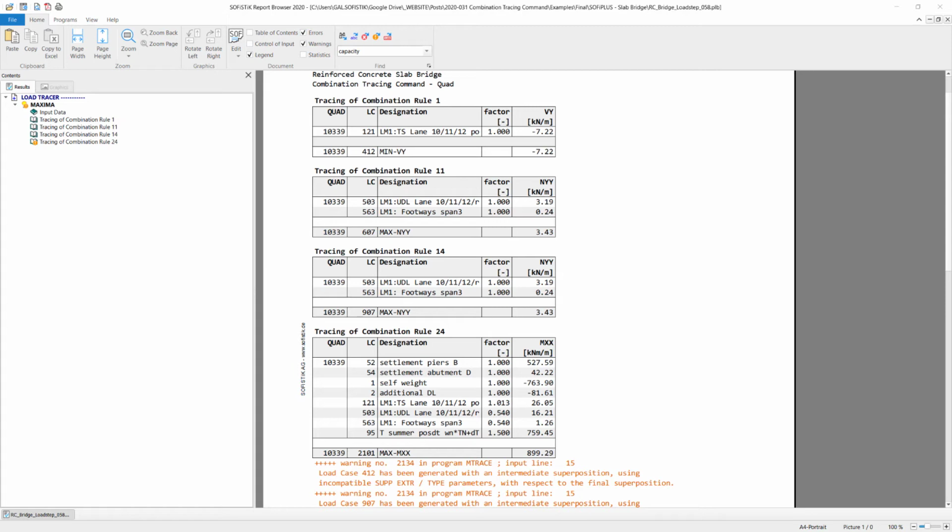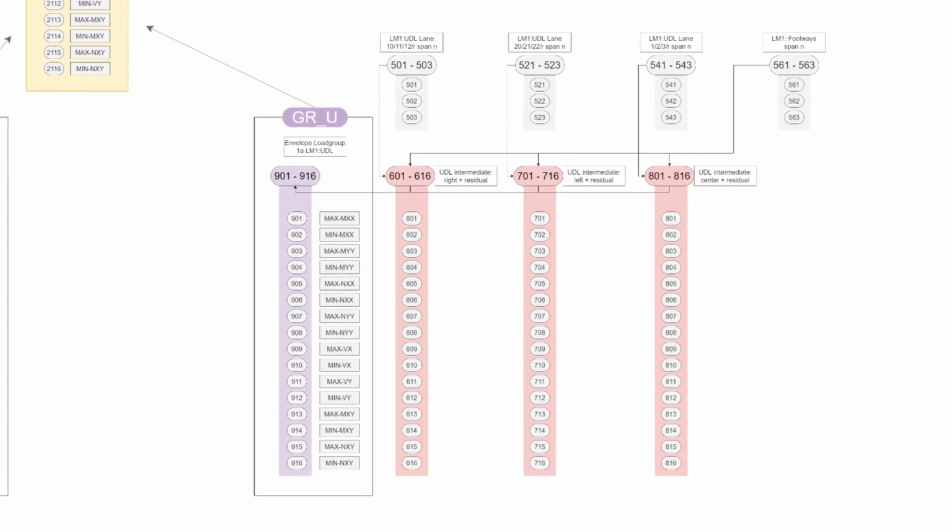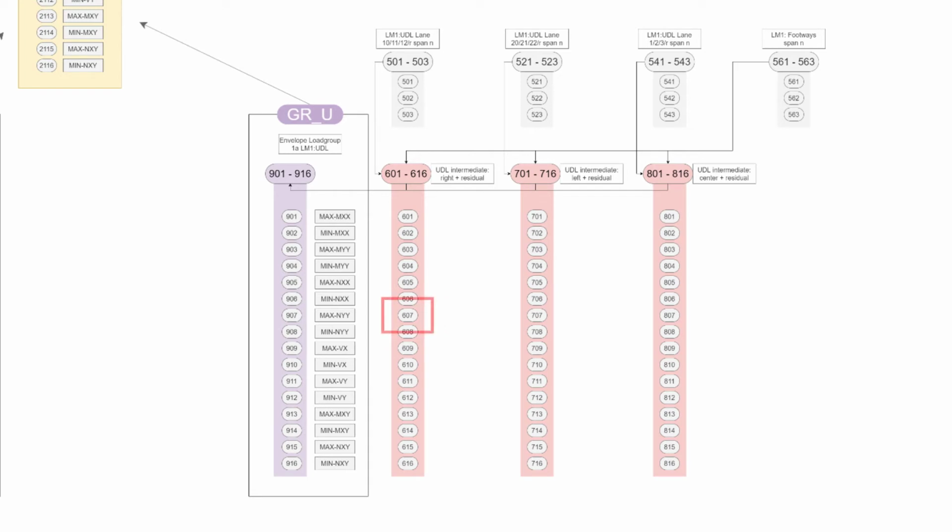Let me bring up this graphic again to explain it a little bit more in detail. So we have here our intermediate combinations of the UDL loads, and we see that load case 607 is an intermediate combination over here, and it contributes to my load combination results 901 to 916, and we had 907. So that's the reason why we got the similar load cases here in the output.